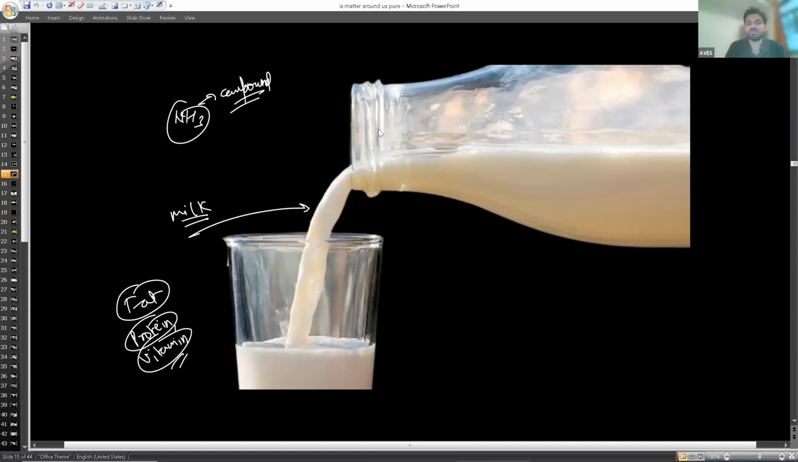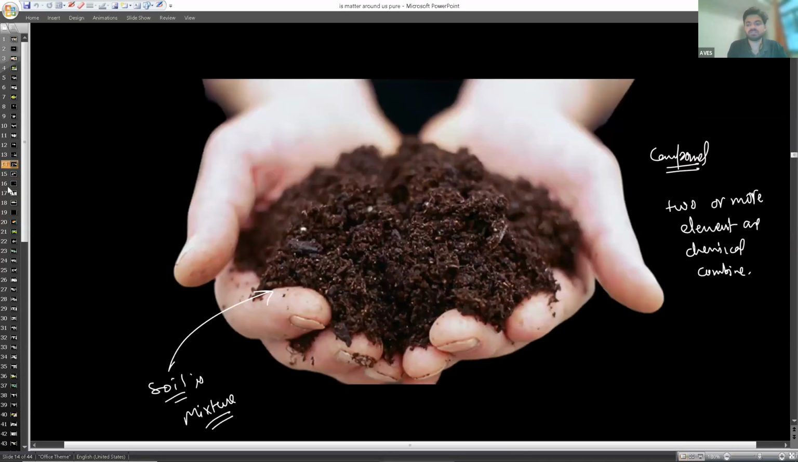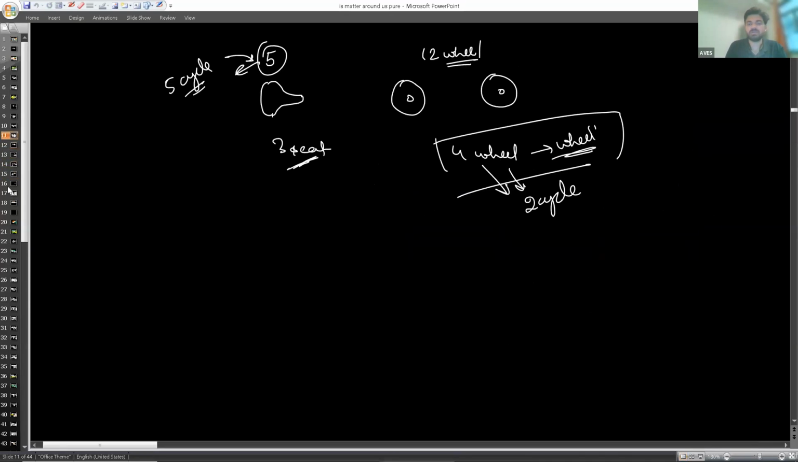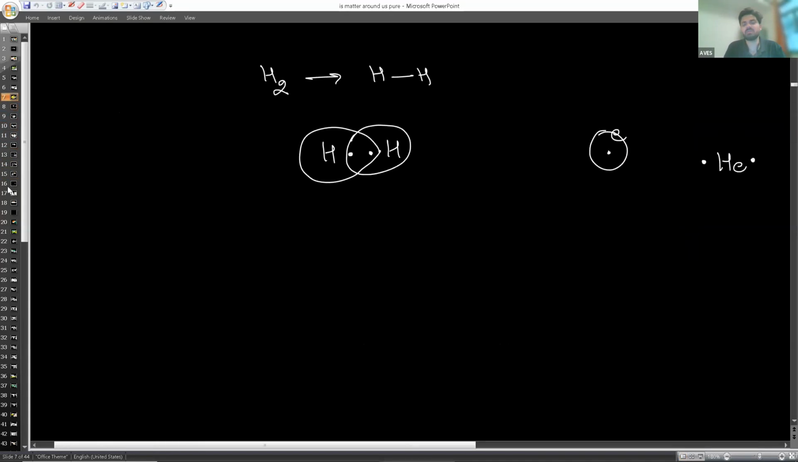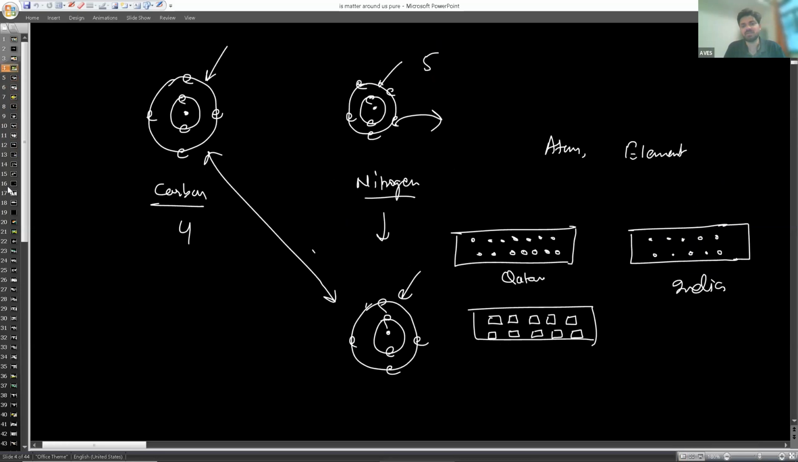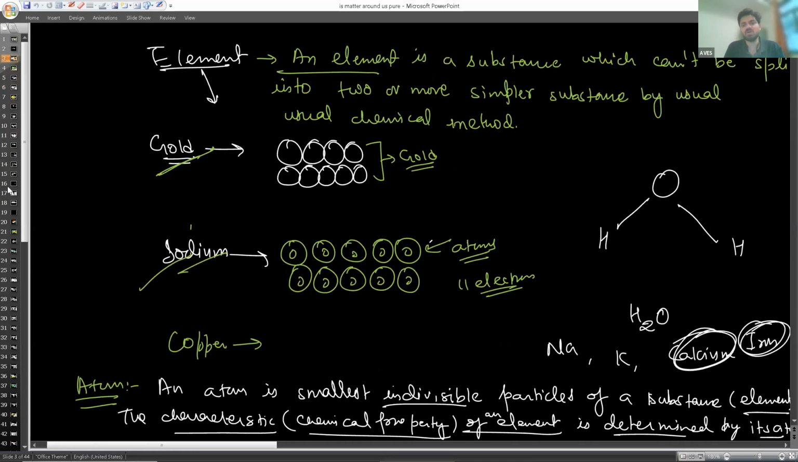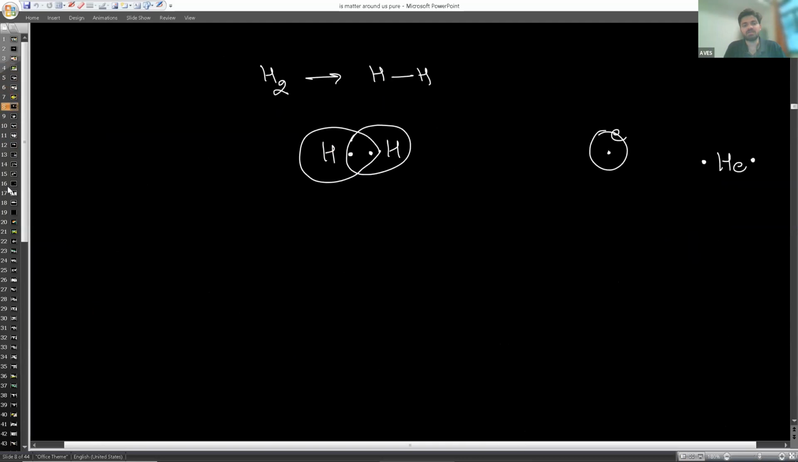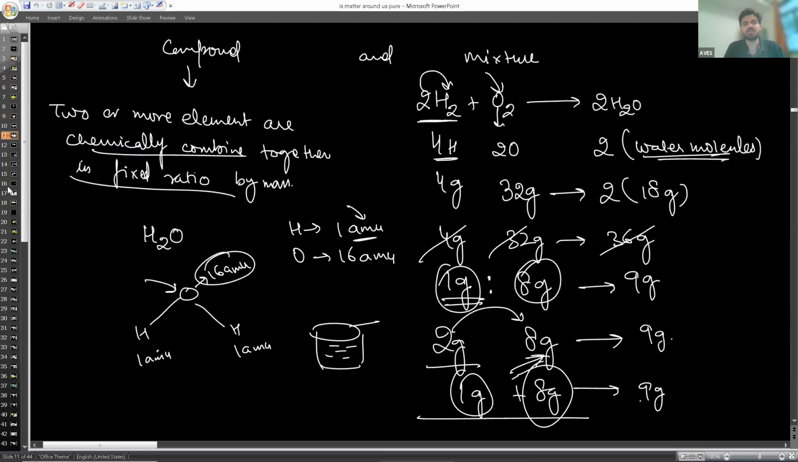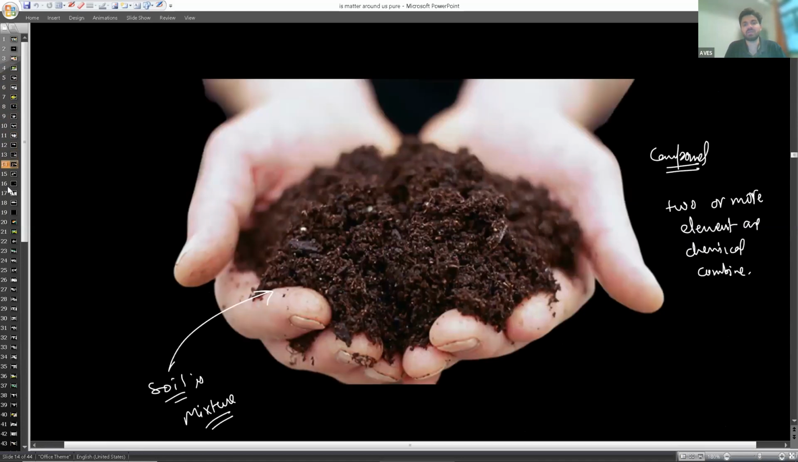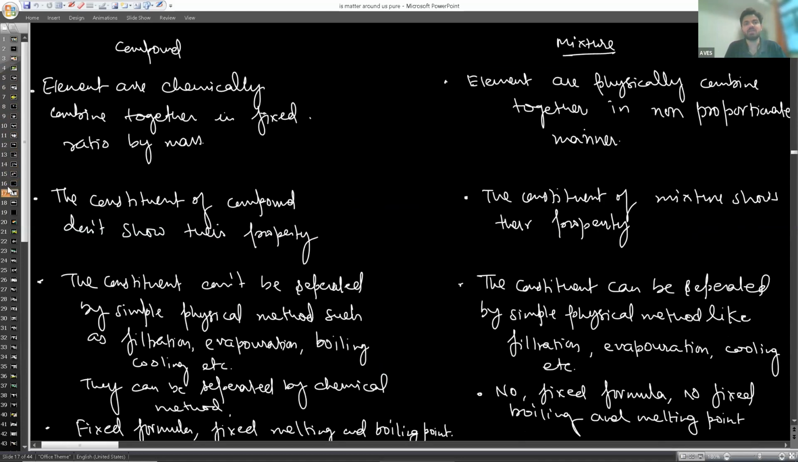So what we are doing here, dear students, just watch and remember these points that we discussed in the previous class: the difference between compounds and mixtures. We will simply say that compounds are substances in which the elements are chemically combined together. Okay, so we have done this one, compound and mixture.